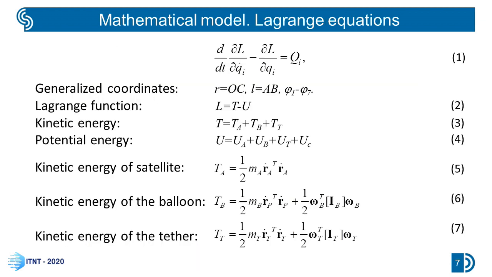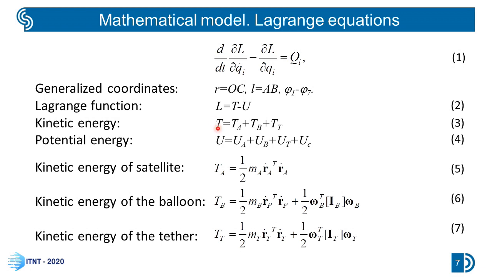Lagrange equations of the second kind will be used to construct a mathematical model. The state of the system is described using 9 generalized coordinates. To determine the Lagrange function, the kinetic and potential energy of the system should be found.